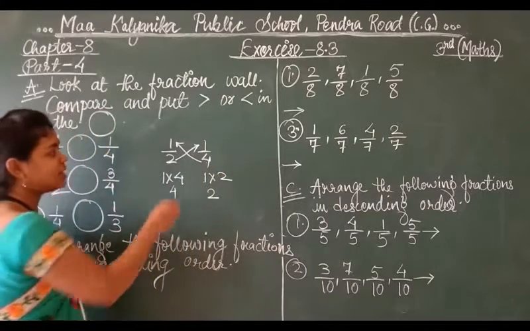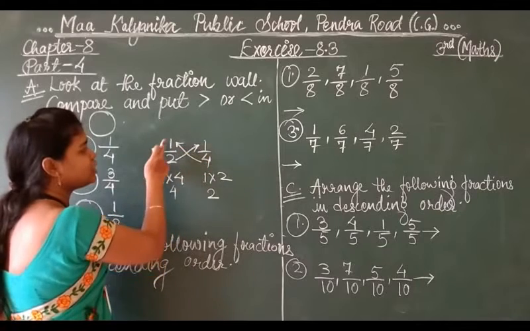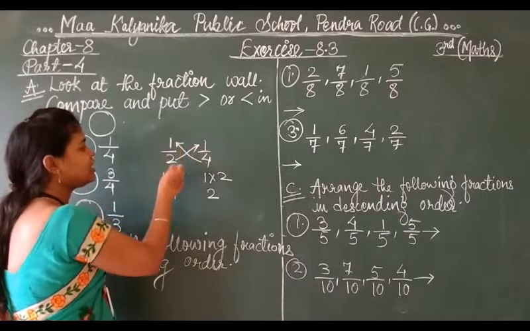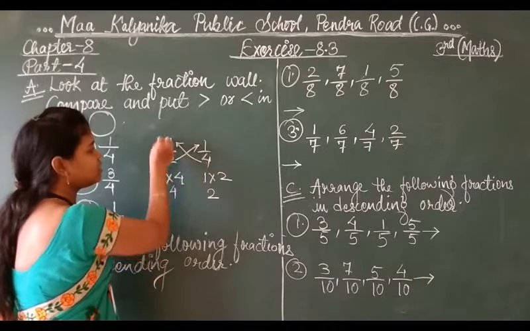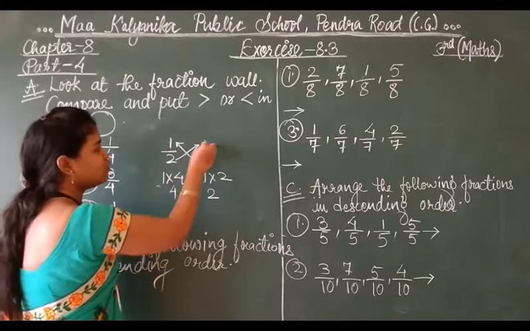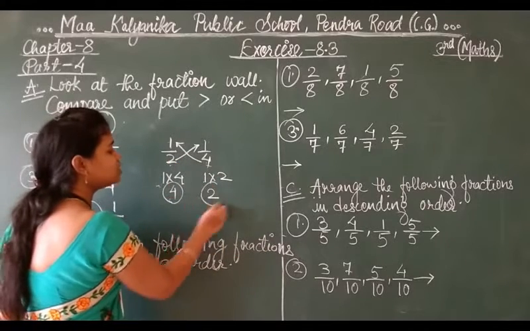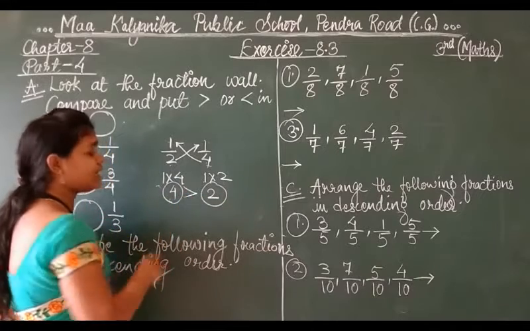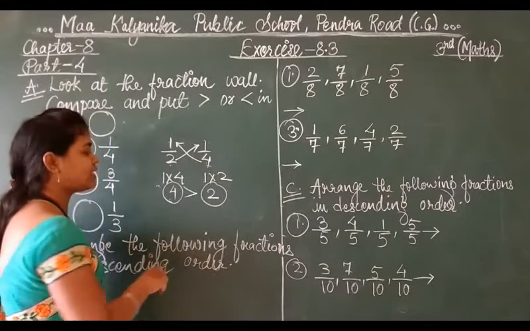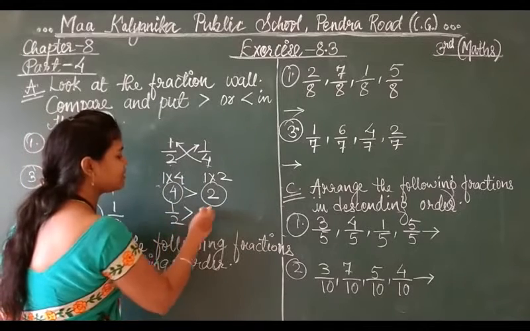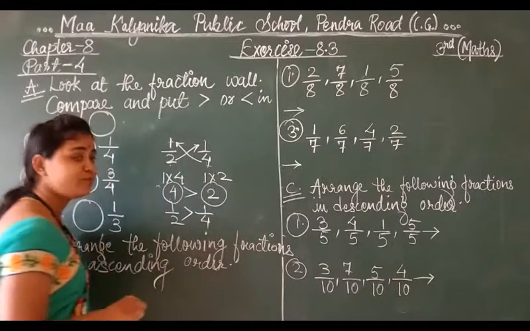But remember students, when you are cross multiplying, the numerator answer will be written on that side. Means here 1 is there and 4 is there, 1 and 4 on this side, the left side. 1 and 2 on the right side. So as 4 is coming on the left side and 2 on the right side, 4 is greater than 2. So simply students, 1 by 2 will be greater than 1 by 4.